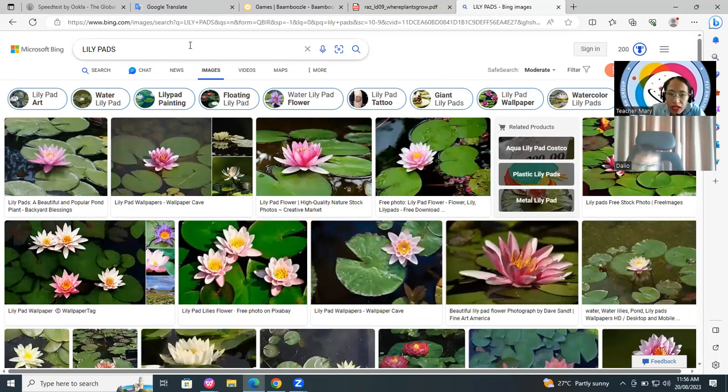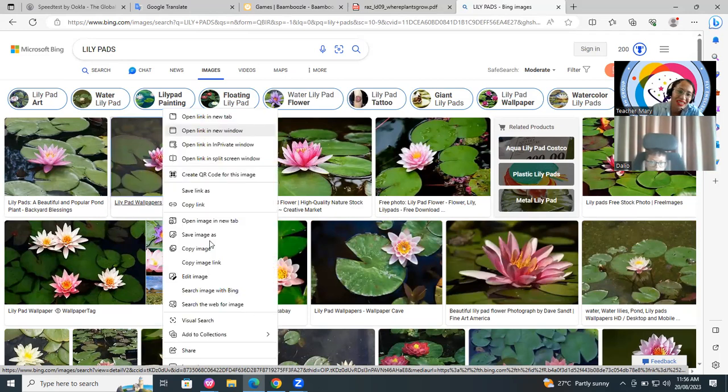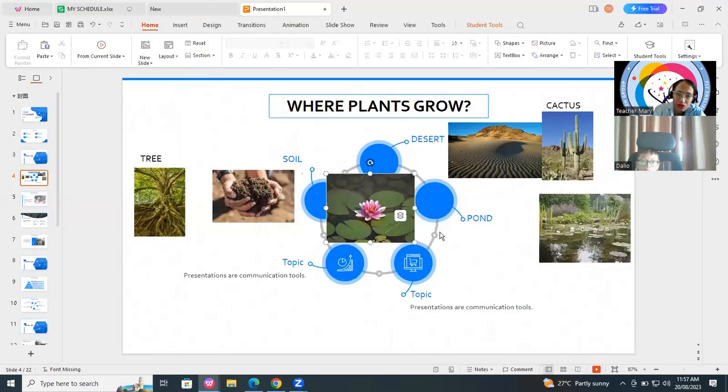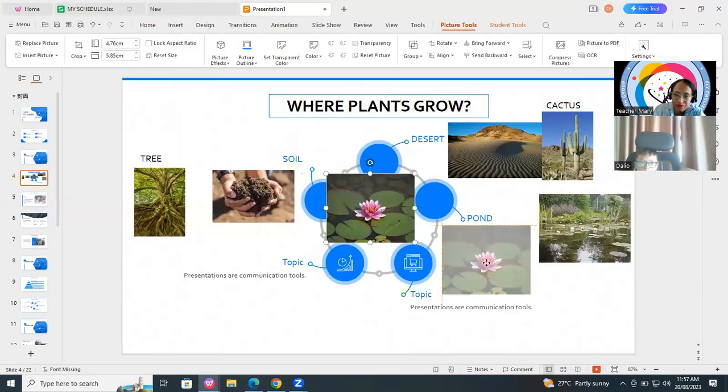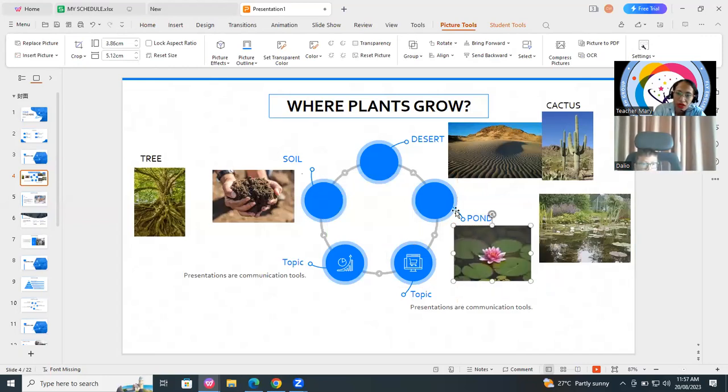What do you call this one, Dalio? Picture two. Okay, what is that? This flower, it's called? Lily. Okay, it's called lily flower. Lily flower. Yep. Okay, and now you've got here your lily pad with lily flower. Okay, what else?